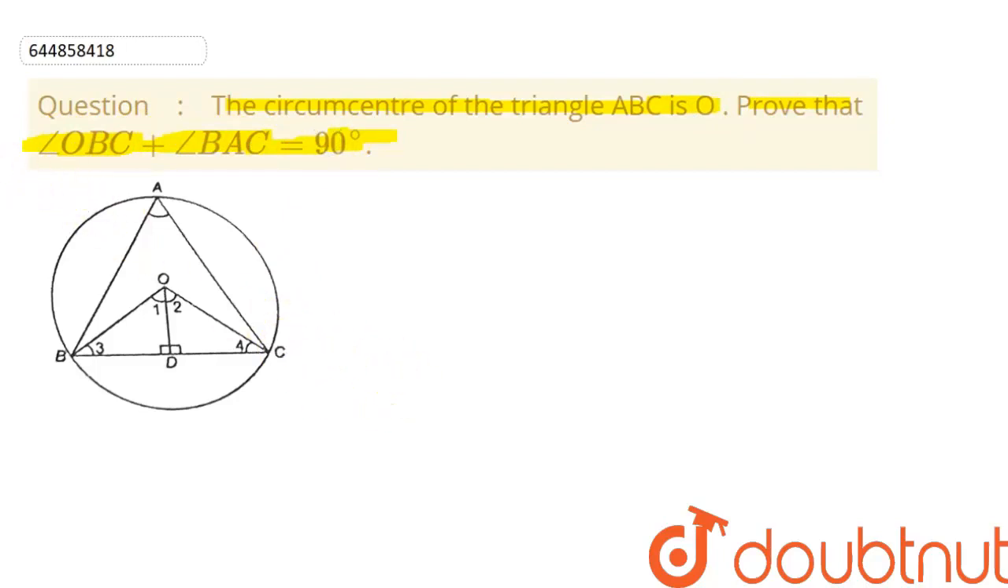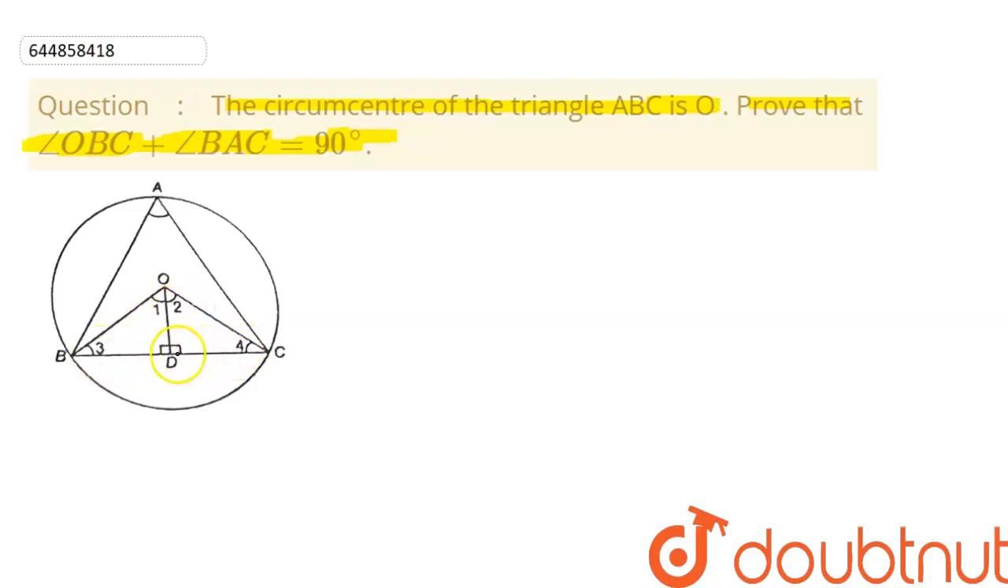So here we are given this figure. Let us first try to visualize this question by using this diagram. Here we have this triangle ABC and the circumcenter of this triangle is this point O, as shown in this diagram. For doing this question we have already done some constructions. We have joined the points O and B, and the points O and C. We have also dropped one perpendicular from the point O to this chord BC, that is the base of the triangle. And we have named these four angles as angle 1, 2, 3, 4 as shown in this diagram.